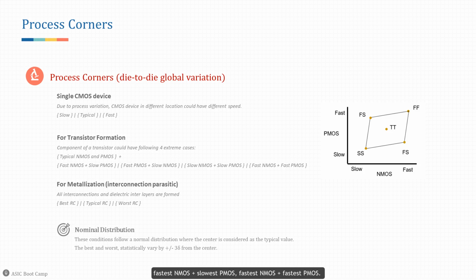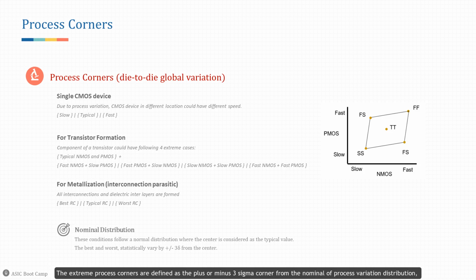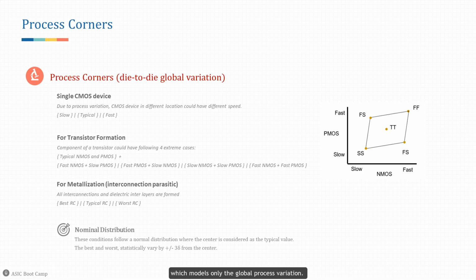fastest PMOS. For metallization, we also have process variation due to manufacturing parameters such as the thicknesses of the metal and the dielectric, and the metal etch, which affects the width and spacing of the metal trace in various metal layers. The extreme process corners are defined as the plus or minus 3 sigma corner from the nominal of the process variation distribution, which models only the global process variation.